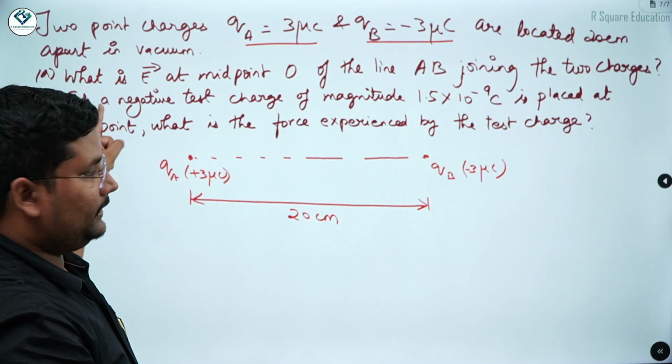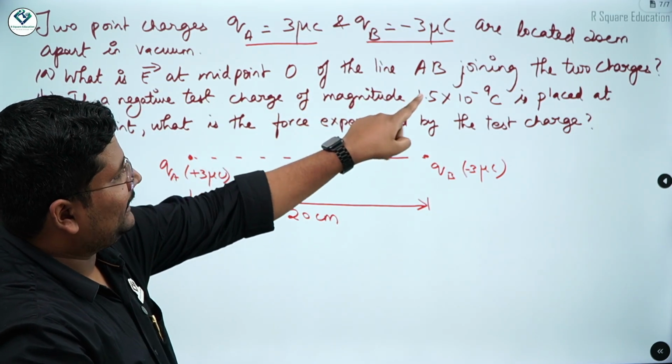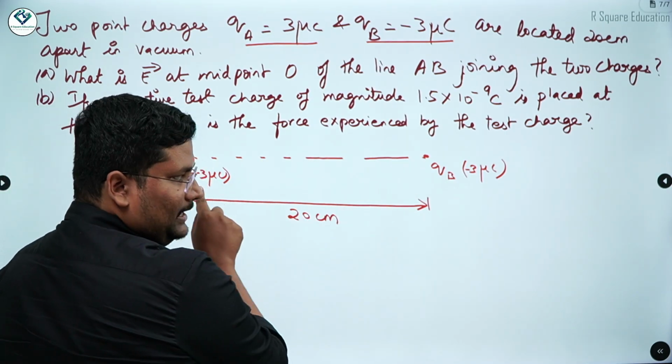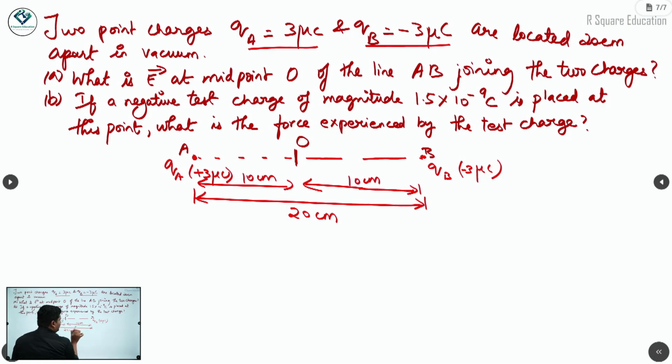They are asking us to find what is going to be the electric field at the midpoint O of the line joining AB, right? So the charges are this A and B. Say this is going to be A, this is going to be B, this is going to be the line joining A and B. So let me have this as midpoint O. If it is the midpoint, the distance between these two is going to be 10 centimeter and this is going to be 10 centimeter, correct? Okay, they have asked us to find the electric field at this point.